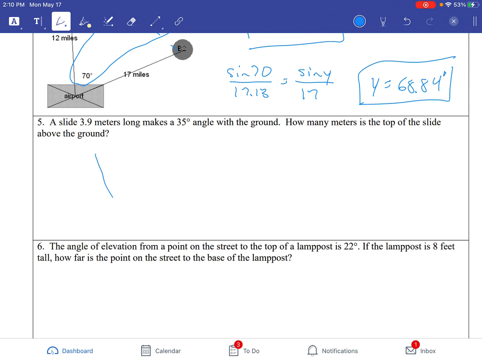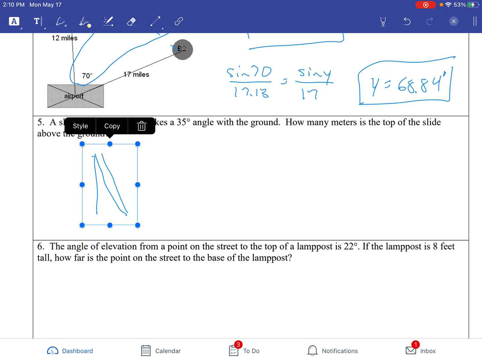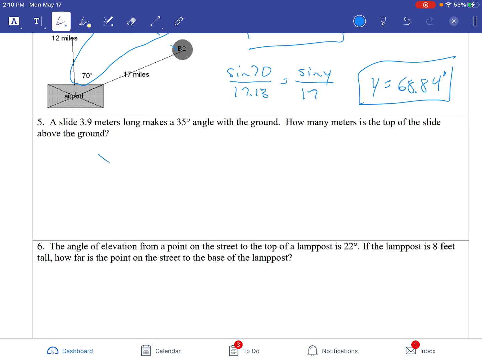Here, number 5, a slide. So we have a slide with a ladder. Oh, that's an ugly slide. I'm sorry about that. That's just bad. So we have a slide with a ladder. The slide is 3.9 meters. Makes a 35-degree angle with the ground. How many meters is the top of the slide above the ground? We want to know this.